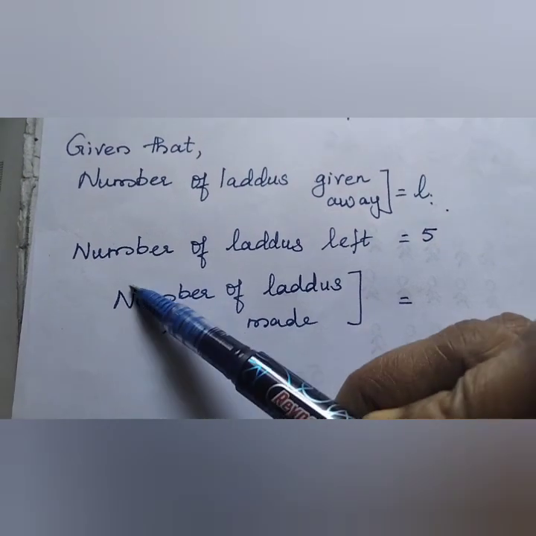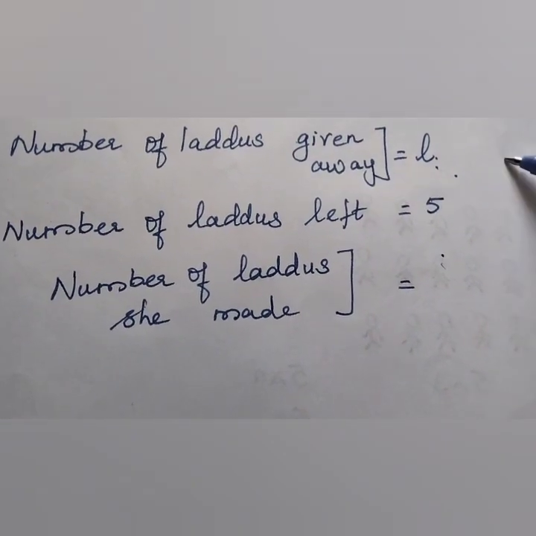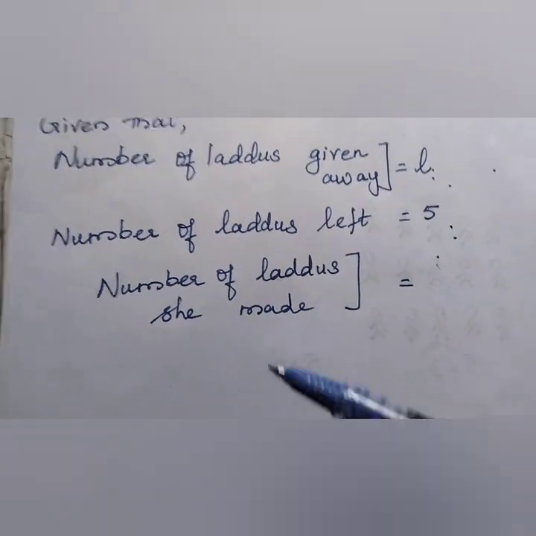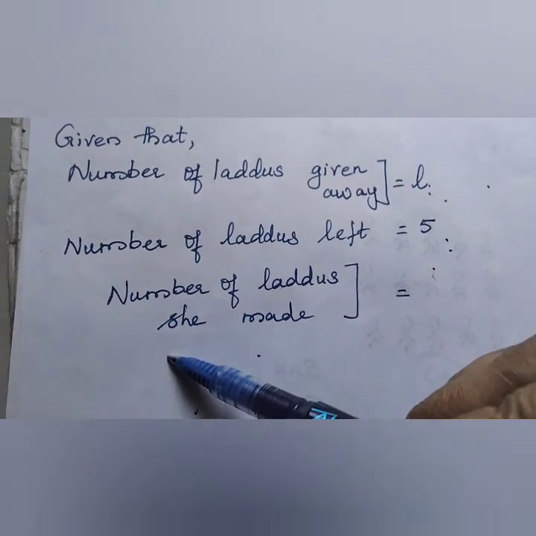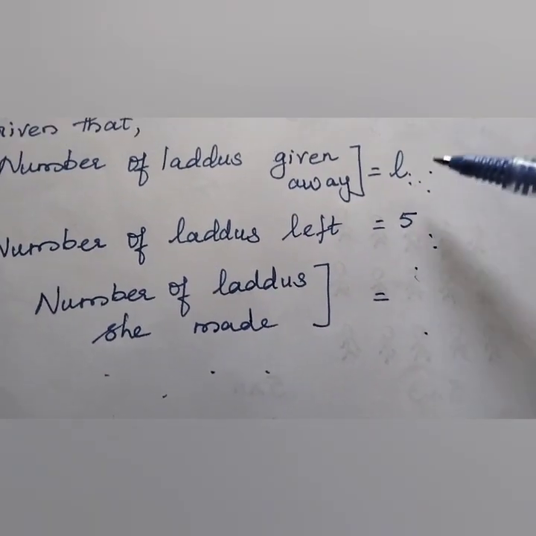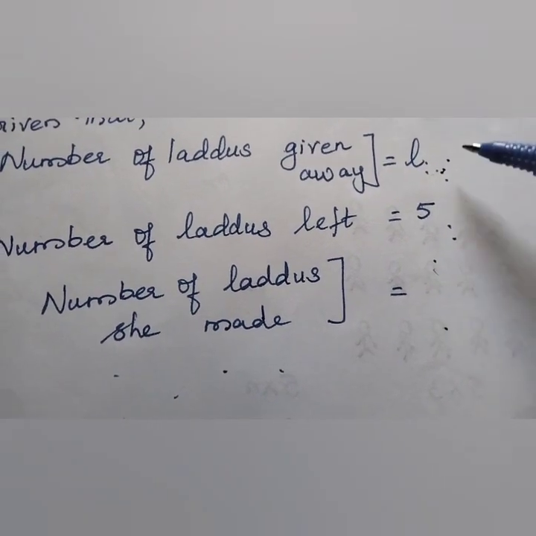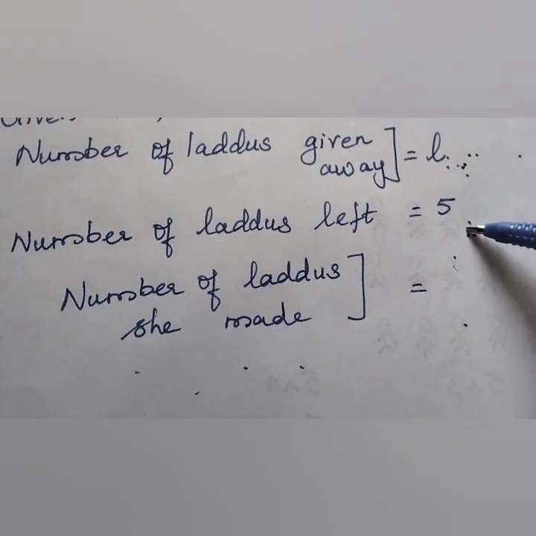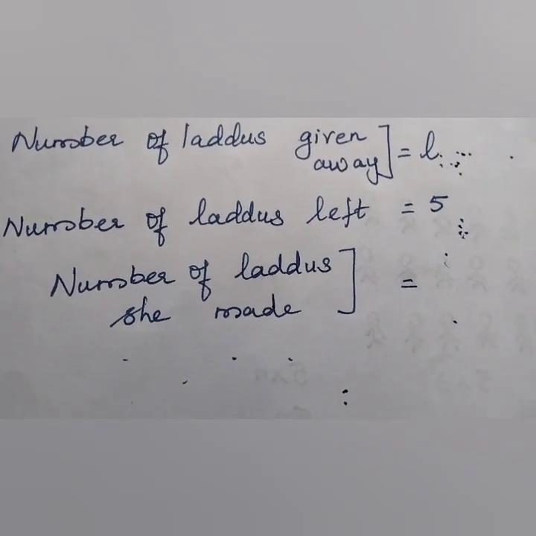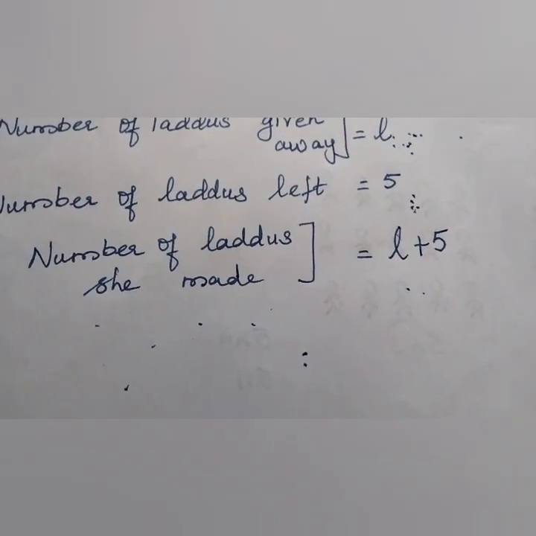Now, next, the number of ladoos left. Even after giving L ladoos, 5 ladoos are left. So, how to find the number of ladoos she made? The number of ladoos mother made will be equal to the number of ladoos given to guests and family members plus the number of ladoos left. The sum of these will give us the total number of ladoos made by the mother. L plus 5 is the number of ladoos made by the mother.